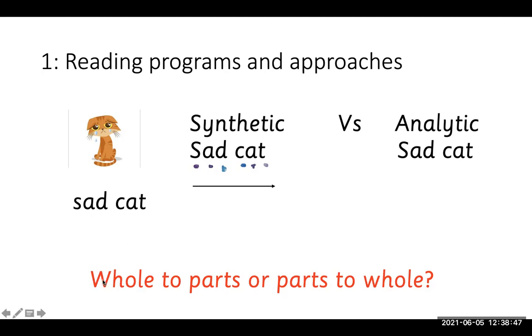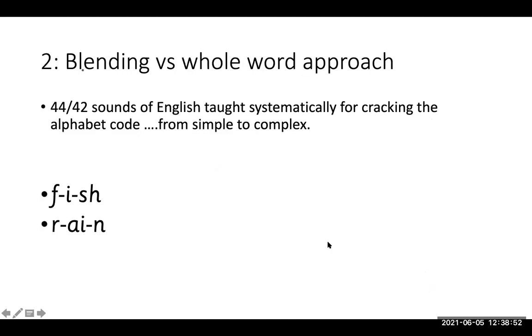So we need to understand what is whole to parts or parts to whole. We see that blending is different from the whole word approach. In the whole word approach, the word is given for reading and there is no blending. But in blending, the sounds are blended together to make a complete word. In the beginning, simple words and simple sounds are given, just like this one: fish, rain.